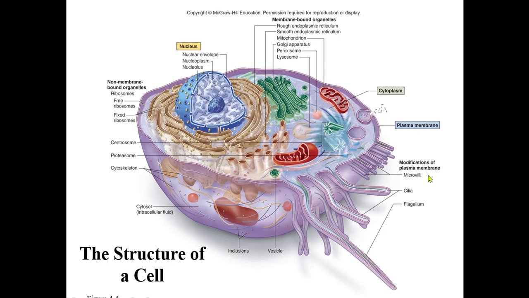Okay. Then we have our microvilli down here, which I don't care too much for. Then we have our cilia and our flagellum. Now, the cilia and the flagellum really belong to something on this side called cytoskeleton. And under cytoskeleton, it contains microtubules and microfilaments.